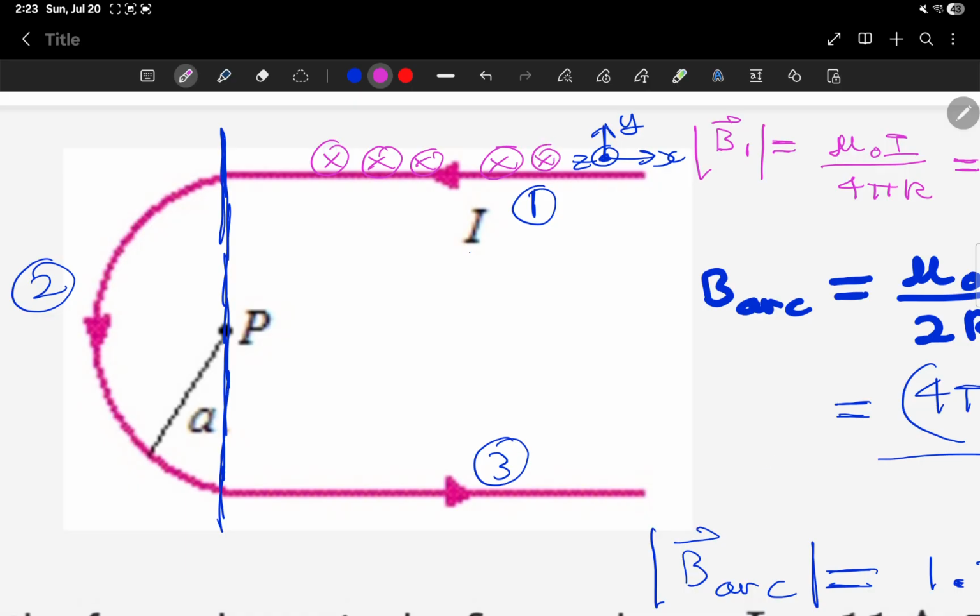If you look below the wire, that's when your fingers keep curling and they come back up through the table, or they point towards the sky. So when you're below the wire, the magnetic field is pointing towards you.